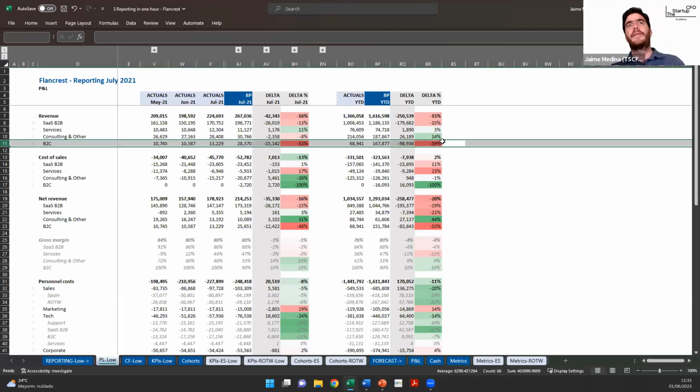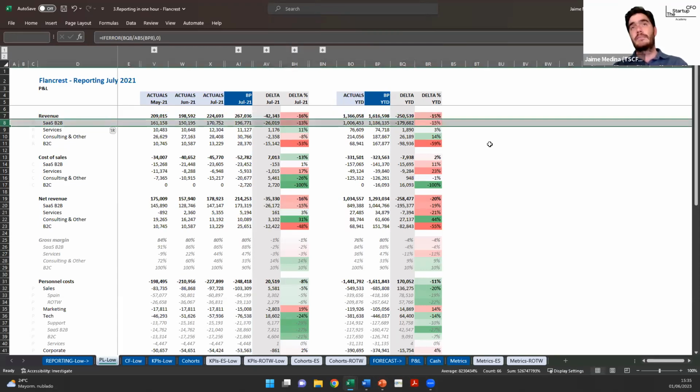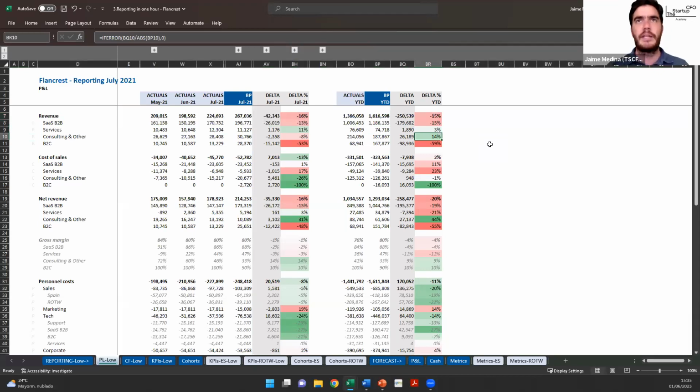B2C is going pretty badly. Our revenues are 60% less than what we expected, and the SaaS B2B is 15% less. As it is the biggest, the heaviest, it's also partially compensated by this one too. So here we will already see some conclusions.